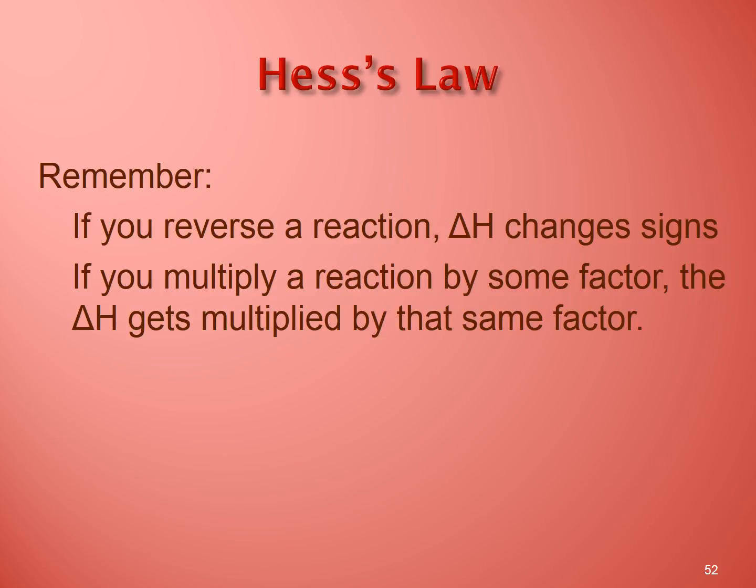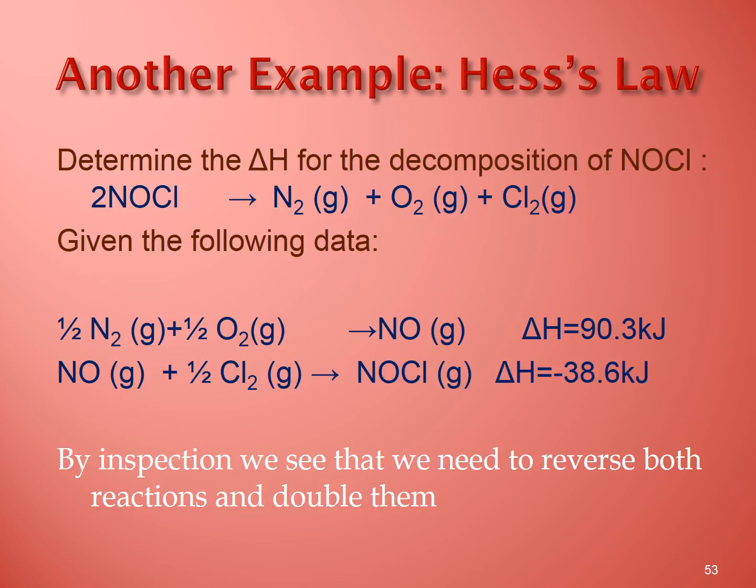So remember, if you reverse a reaction, the delta H has to change signs. If you multiply a reaction by some factor, the delta H also gets multiplied by that same factor. That's Hess's law. So let's do one more example. Determine the delta H for the decomposition of NaCl according to this reaction, given the following data.